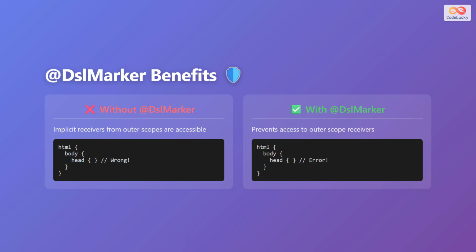The DslMarker annotation solves a critical problem in DSL design, preventing access to outer scope receivers. Without DslMarker, you could accidentally call a head function inside a body block, which doesn't make semantic sense in HTML structure. The left side shows this problem, where head is incorrectly called inside body without any compiler error. With DslMarker applied, as shown on the right, the compiler prevents this mistake and produces an error. This ensures that your DSL can only be used in semantically correct ways.